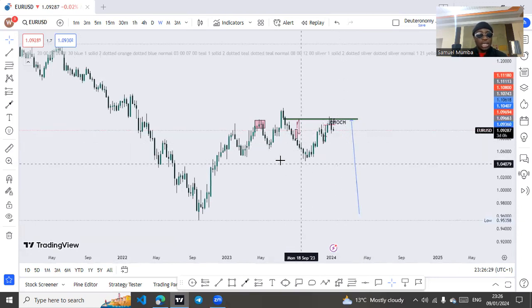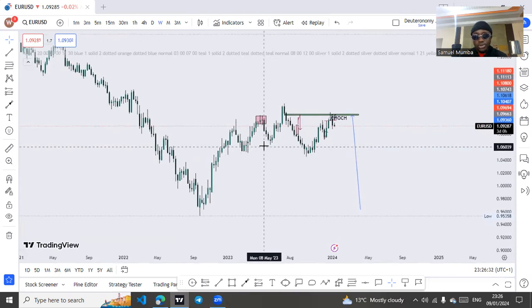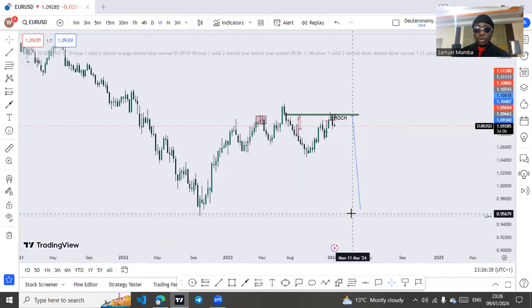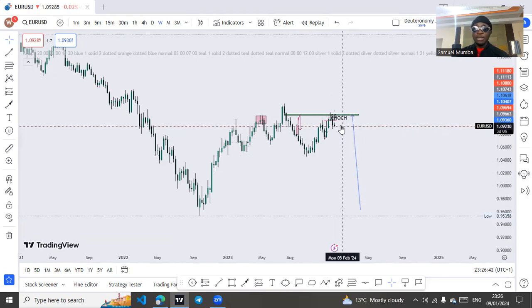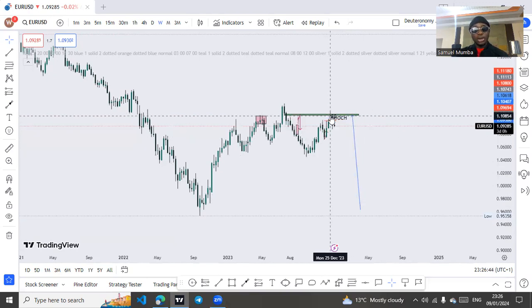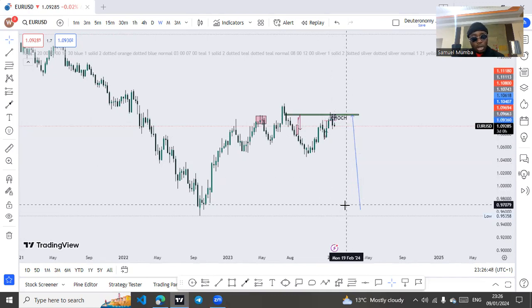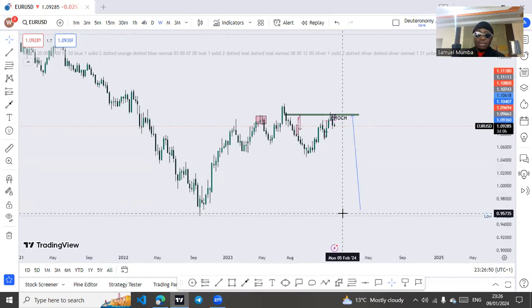I don't see any other reason why Euro USD shouldn't be heading to the downside because of what happened here, okay? So Euro USD, we are looking for selling opportunities. And from here, where Euro USD right now should be heading to the downside all the way down here, okay? I can't be telling you the techniques I use for entering into a trade, because that's meant for paid mentorship.